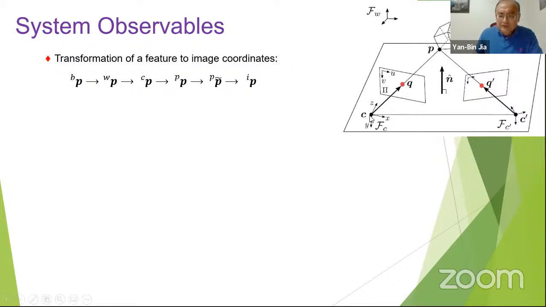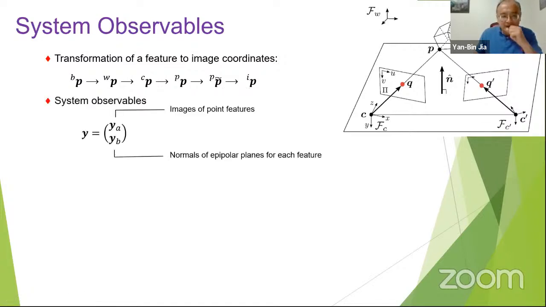So we have 2 cameras right here, FC and FC prime. So you have these feature points here, for instance, like a vertex of this polyhedron object. And then it's in the body frame, converted to the world frame, and then the camera frame, and then perspective projection, and then the distortion of the image, and finally you get the image point. Okay. So that will conclude the loop.